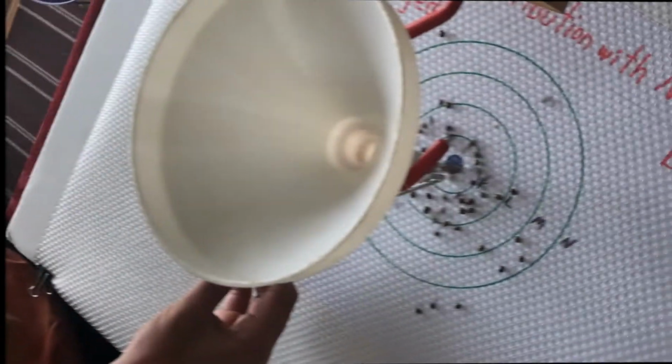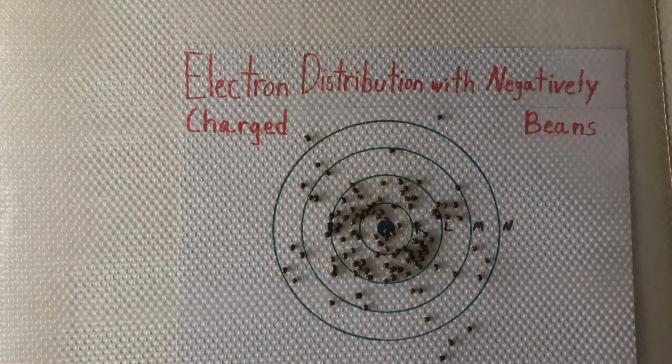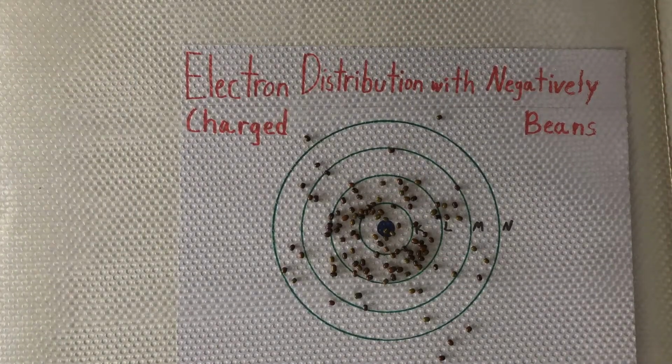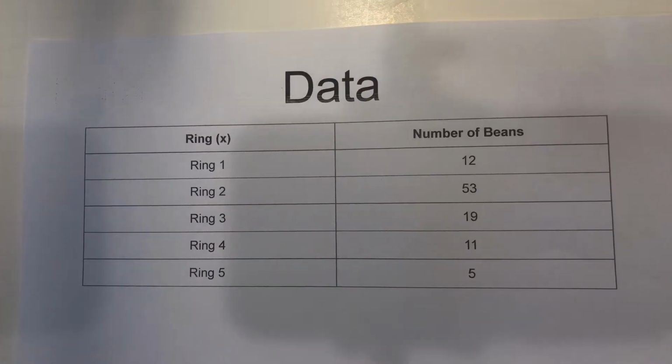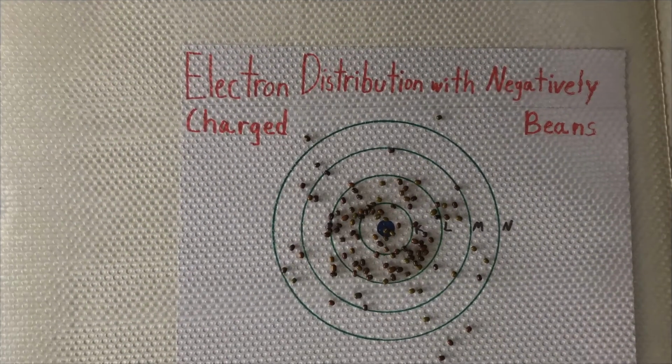We can see that most of the beans are further away from the nucleus. Also, the beans' distance from the nucleus in terms of other beans varied. From the data, we can see that in ring 2 there are 53 beans and in ring 5 there are 5 beans. In this experiment, the beans represented the negatively charged electrons in an atom.